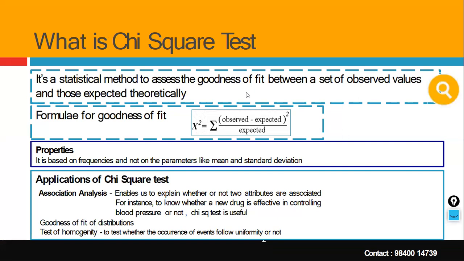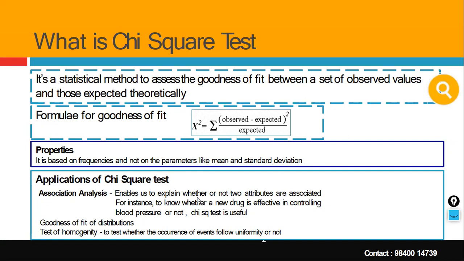So it is a strategy to assess the goodness of fit between a set of observed values and those expected. This is the formula that we use. It's not x squared, it's chi squared, equal to sigma of observed value minus expected value, whole square, divided by expected. Very simple one. So what are the properties? It is based on frequency, not on parameters like mean and standard deviation. Hence, it is called a non-parametric test.